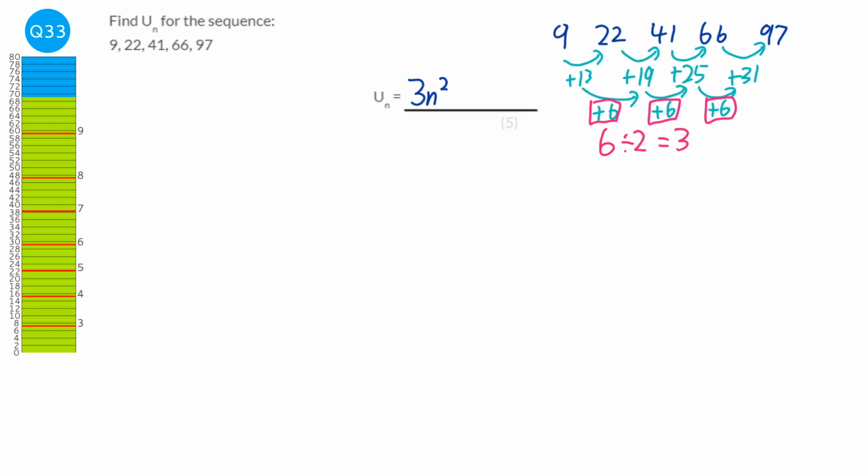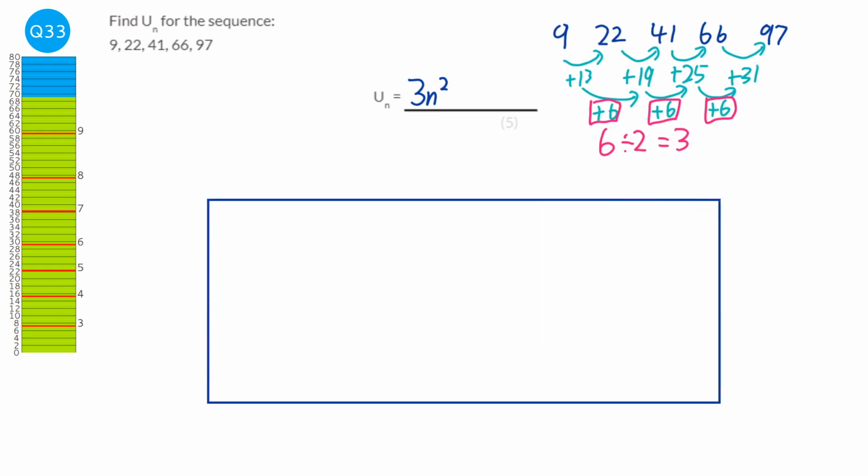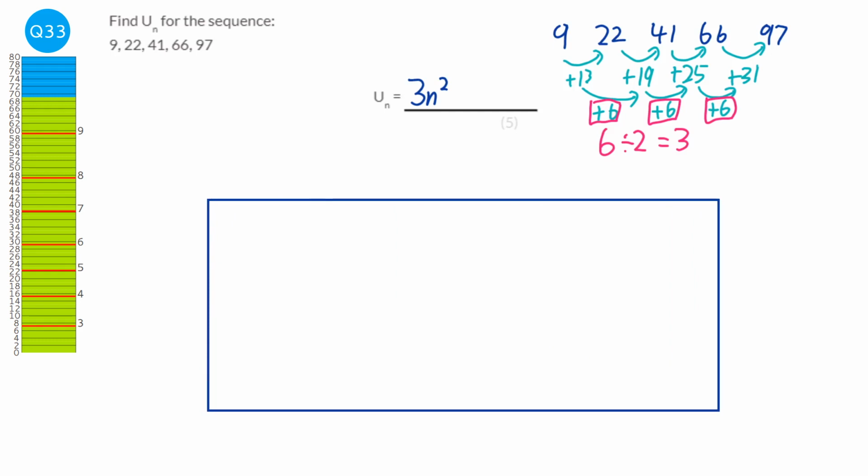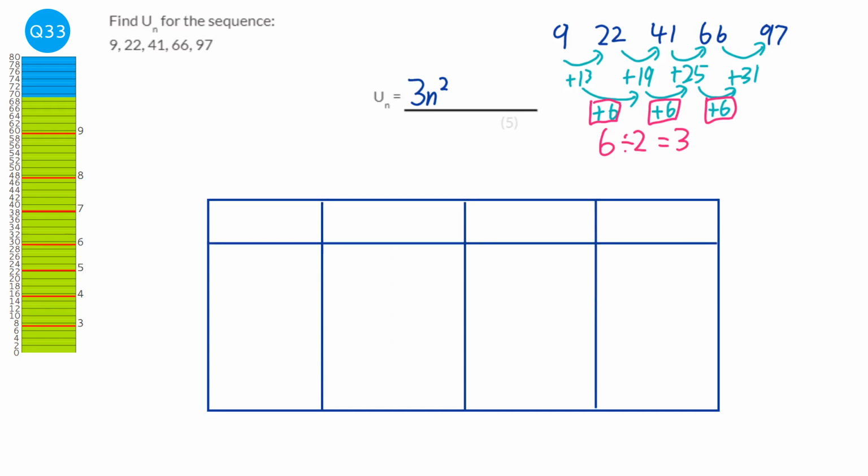So we're going to do a table now to see what the rest of the sequence will be. And we're going to have our term number and our sequence. So term numbers will just be first, second, third, fourth, and fifth. So 1, 2, 3, 4, 5. The sequence is just 9, 22, 41, 66, and 97. Now, we know that 3n squared is part of our sequence. So what we're doing now is just removing the 3n squared bit and seeing what we have left over.